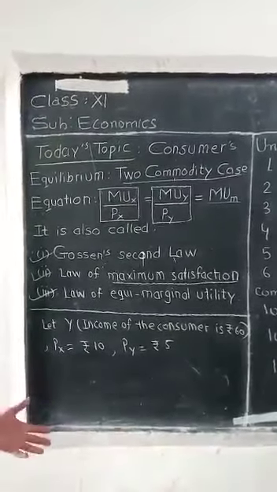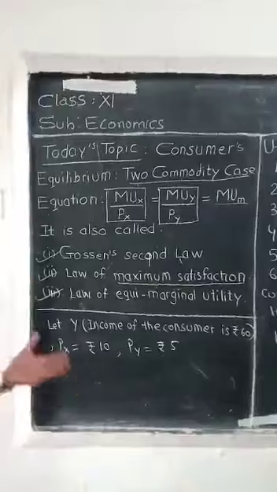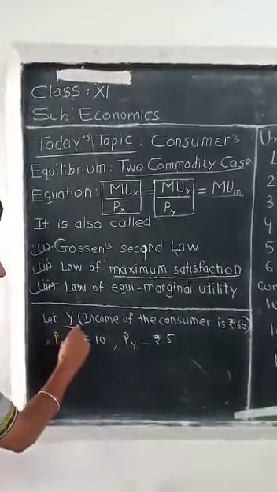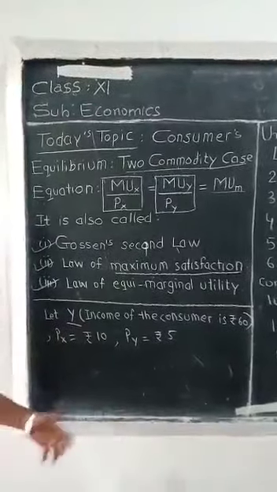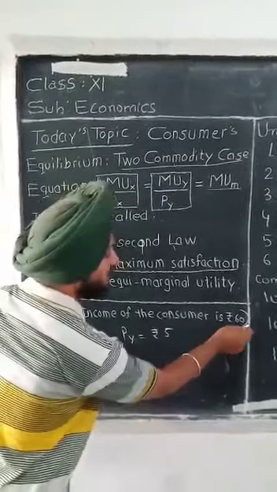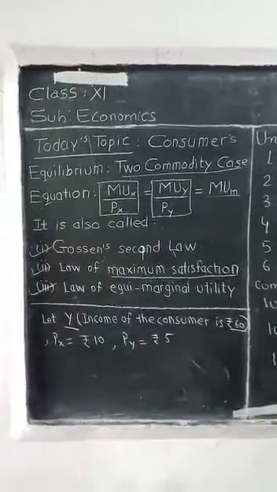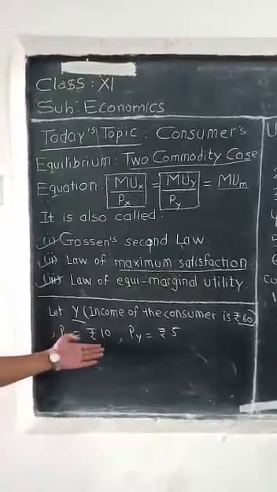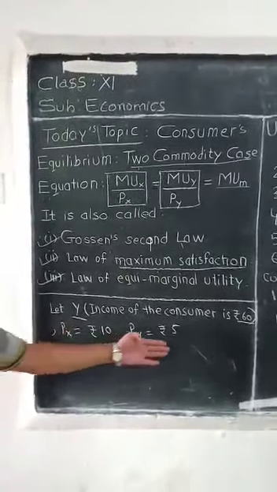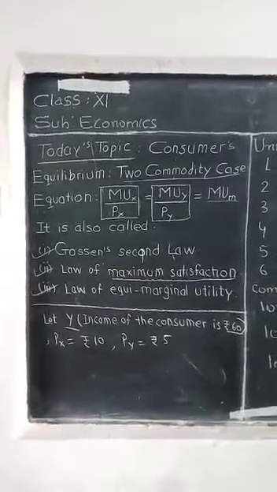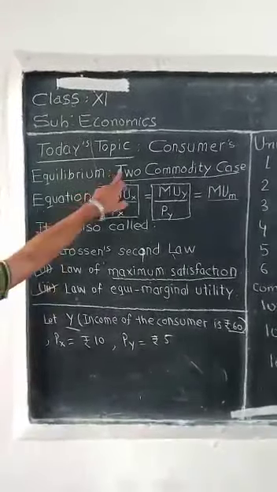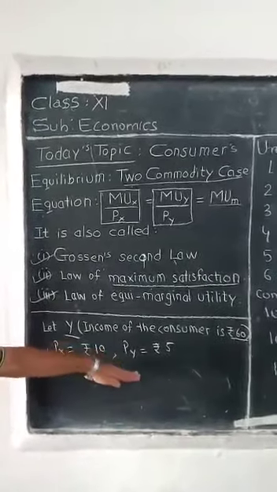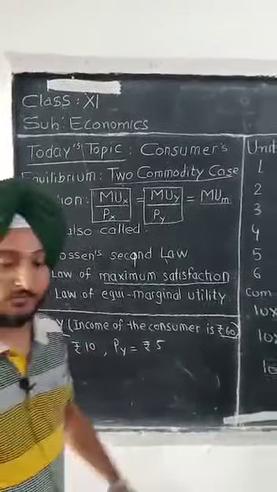This can be fairly understood by having a table and some equations. So let's take an example. Let us suppose that Y denotes the income of the consumer, and we assume the income of the consumer is 60 rupees. We also assume that the price of x is 10 rupees and the price of y is 5 rupees. These are the two commodities we are taking. Now we are moving towards our table.